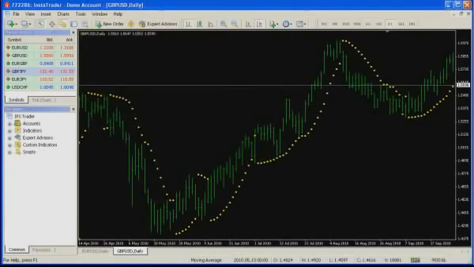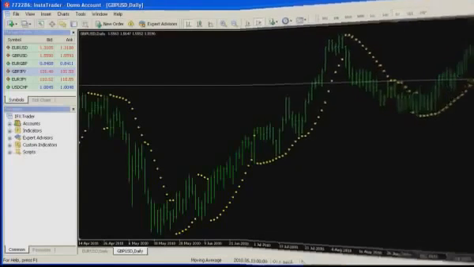The uniqueness of this indicator lies in the fact that it responds to price fluctuations as well as to time, while the majority of indicators do not take into account the time factor.